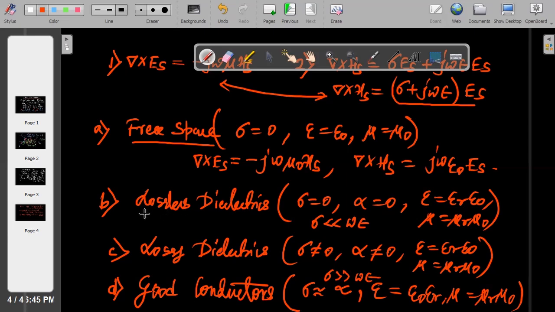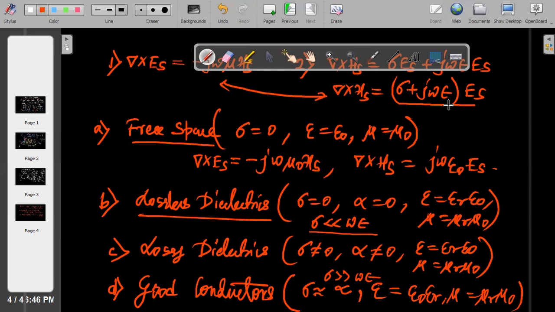Now you see, in lossless case, your sigma is very, very less than omega into epsilon. But in good conductor case, sigma is very, very high, because conductivity for good conductors, you all know, is very high. So you can neglect this term. Now what will be the equation here? Del cross Hs will be sigma into Es. Okay. So this thing will not be there. And what is the meaning? This thing is nothing but your displacement vector. I think already I told that, correct? So this thing will not be there.